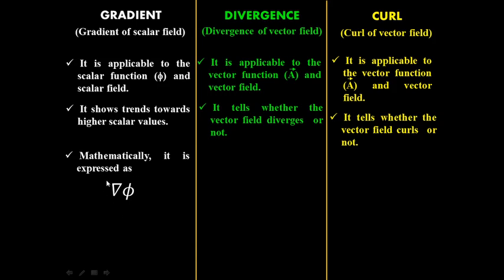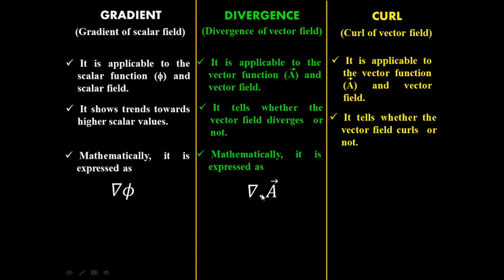Divergence is mathematically expressed by the del operator dot a vector field, any vector. So this is a dot product. Divergence is represented by the dot product of the del operator with any vector or vector field. So del dot A, this is nothing but the divergence.